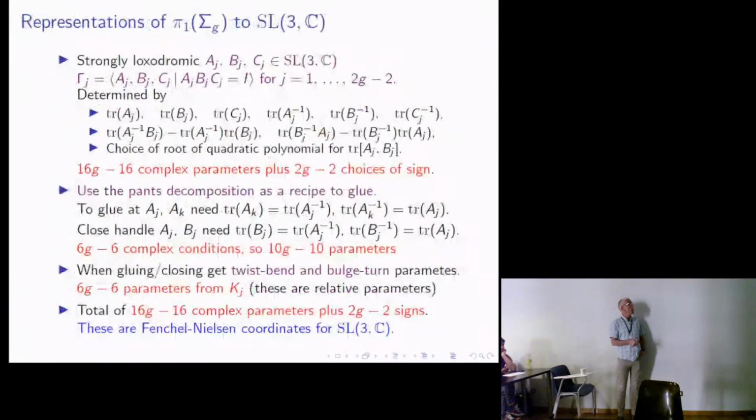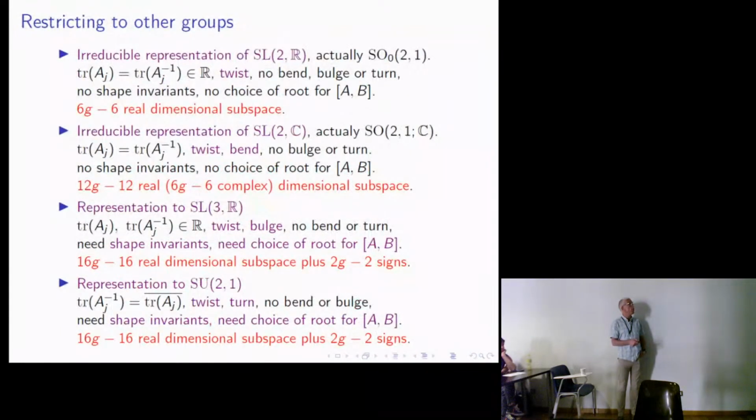I have no bend parameter, no bulge, no turn, so all of those were sort of in a 0 slice of that. Well, I say no shape invariance. The shape invariance is like a function of the other traces, and so we somehow get something that's like a graph of a function. So it's not quite a linear subspace because there's a slightly more complicated function there.